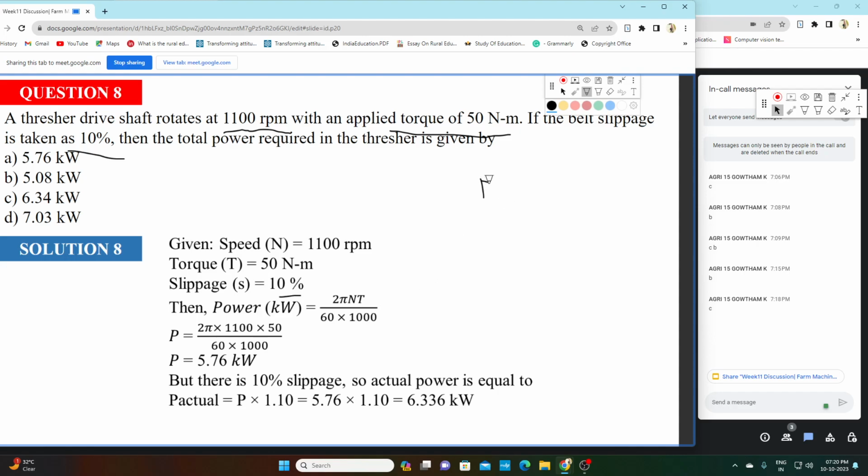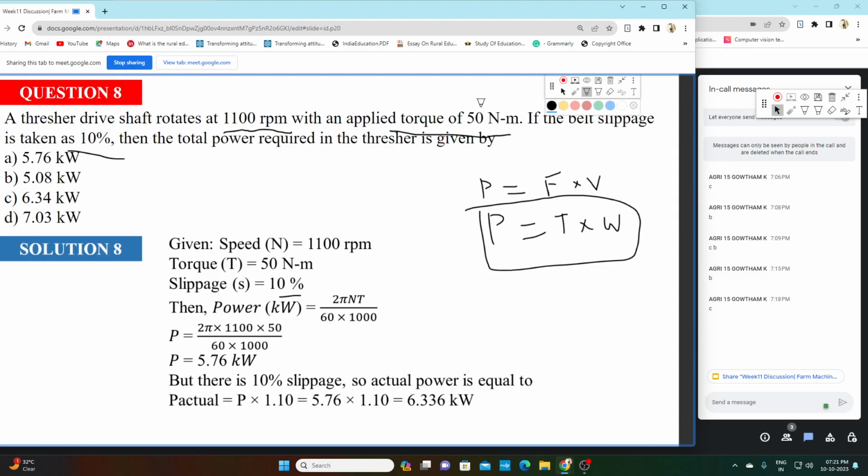What is power? Power is force into velocity. But force into velocity is for linear motion. For rotational motion, this is replaced by torque into omega. The analog of force in rotational motion is torque. The analog of velocity in rotational motion is angular velocity or angular speed omega. So for rotation we should consider P equals T into omega.